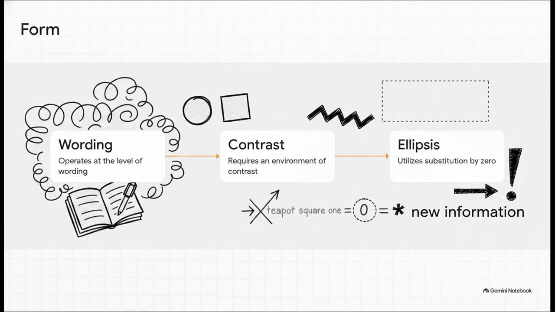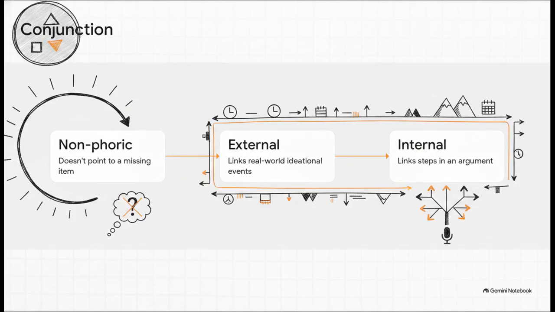It's super efficient. The third dimension is conjunction. Conjunction is really unique because it is non-phoric. It doesn't point backward or forward to recover a specific missing item. Instead, it specifies logical, semantic relationships between whole passages of text. It can be external, linking real-world ideational events like a timeline, or internal, linking steps in a speaker's interpersonal argument.